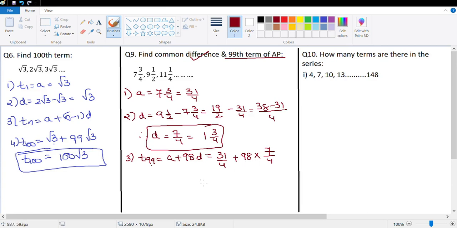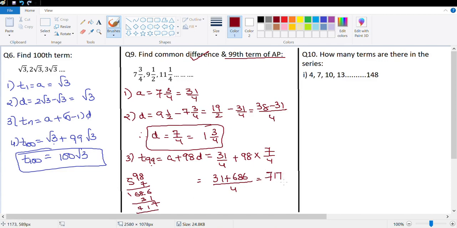I'll have to add. So that's 4. This is 31 plus. We'll need to calculate 98 into 7. 7 into 8, 56. 7 into 9, 63 plus 5, 68. Yes, that's correct. So 686. So this will be 686 plus 31. That's 7. 8 plus 3, 11. So 717 upon 4.